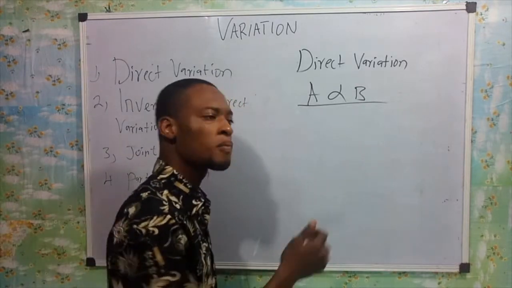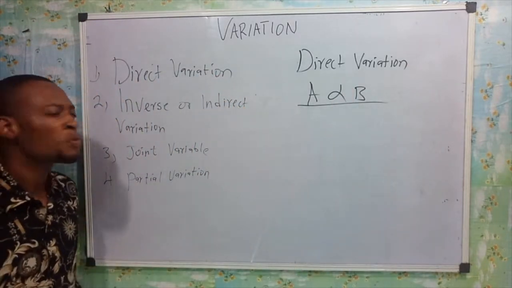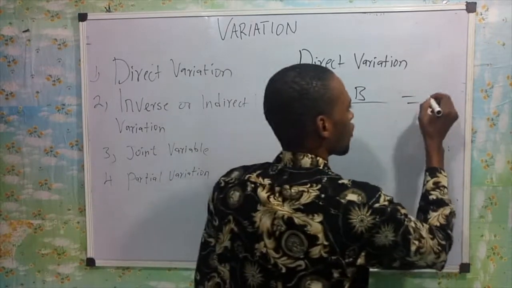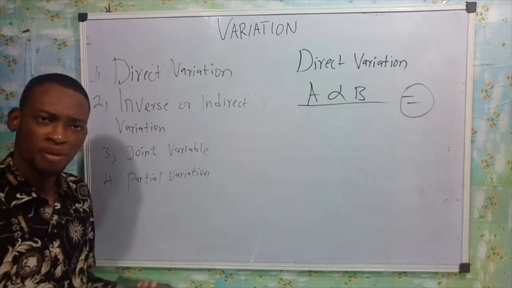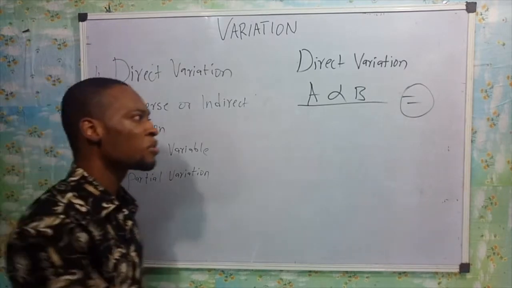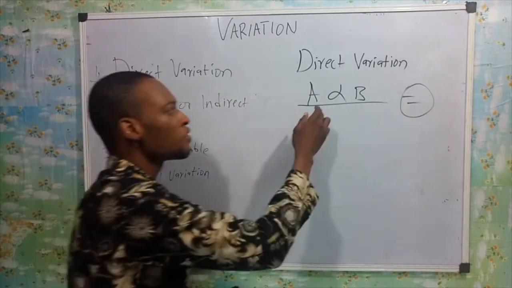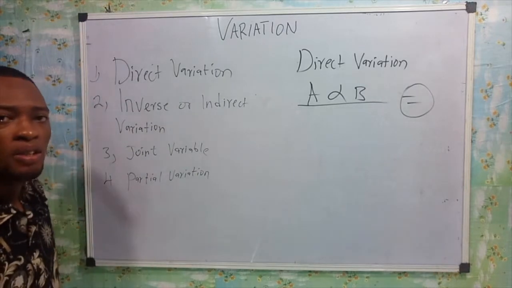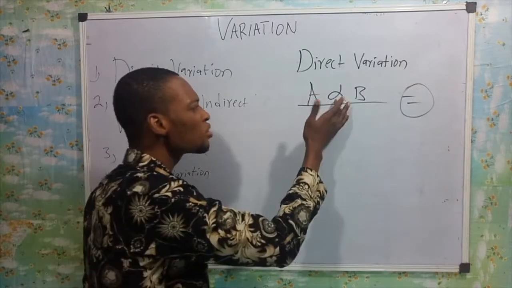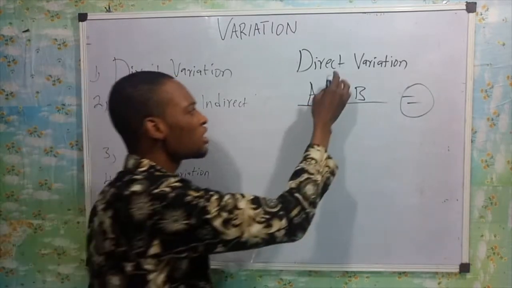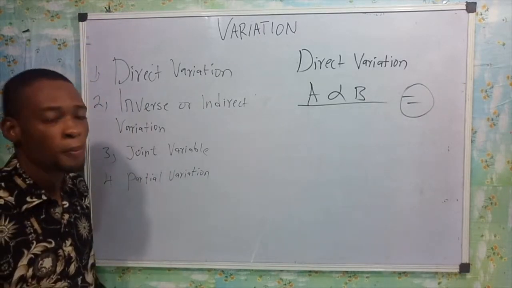But in mathematics, we don't solve using proportionality sign. So we need to change this to equal to or equality sign. Because for you to solve successfully, you are supposed to use the equality sign, not proportionality sign. Okay? Because it's difficult to solve this way. Nothing is equating. Then another question comes to mind. How do we introduce the equality sign? How do we change this variation or proportionality sign to equal to? Good question.